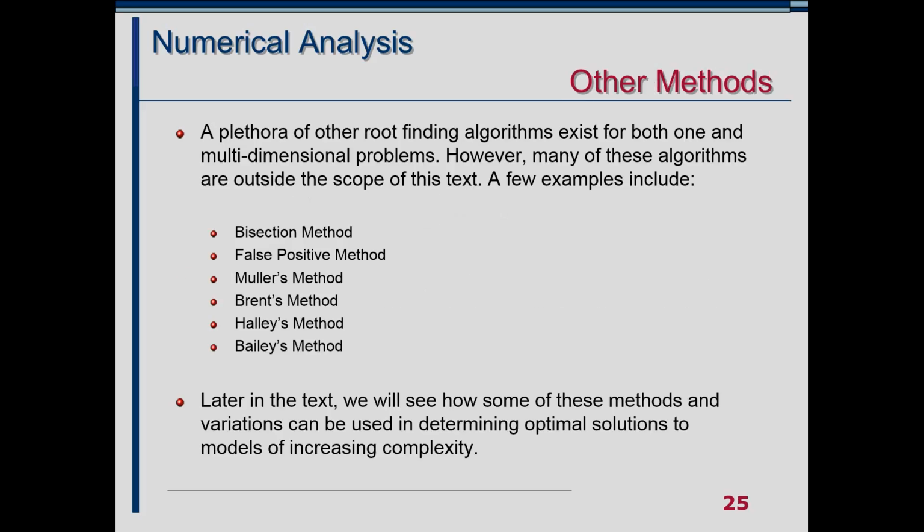There's a plethora of other root finding algorithms for both one and multi-dimensional problems. Some include the bisection method, false position, Muller's method, Brent's method, Halley's method, which was named after Edmond Halley, the guy that discovered Halley's Comet, and Bailey's method. And later in the text we'll see how we can use some of these.